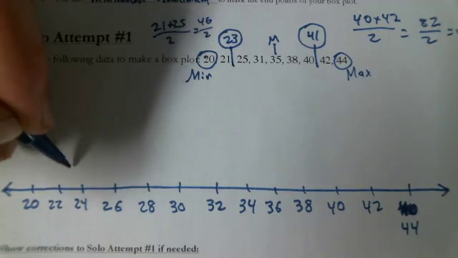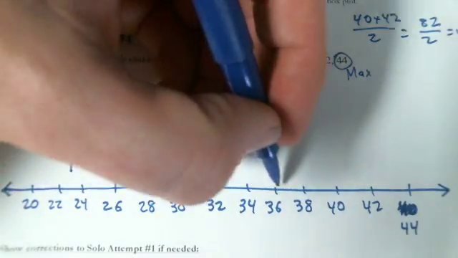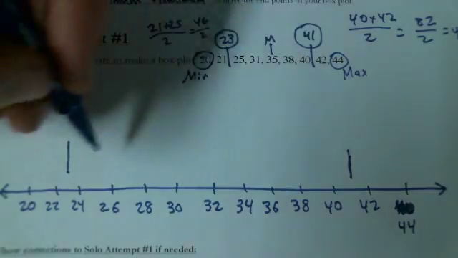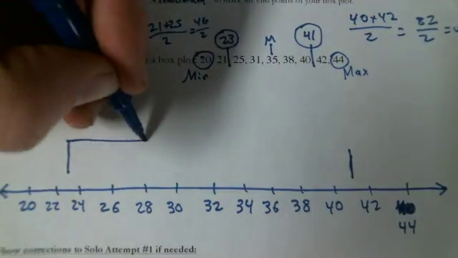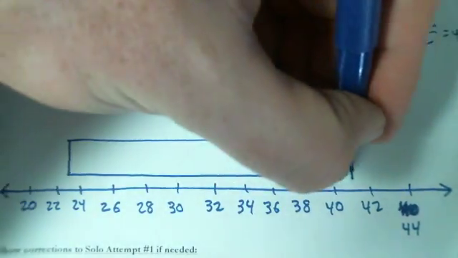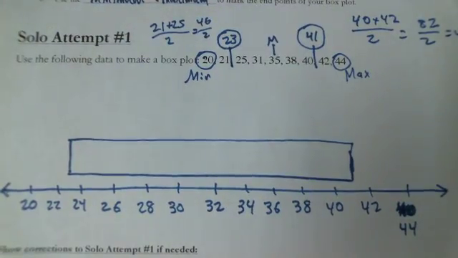So here's my box. Here's 23, 41. Oh, this data is really spread out. Not very close together at all. And here we go. We can start to make that box. Pretty large, taking up most of the space.